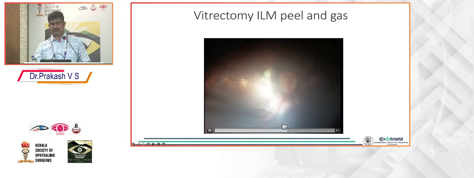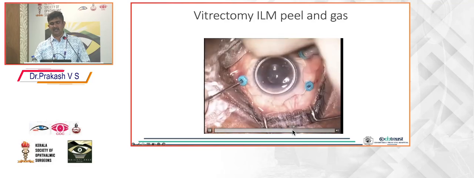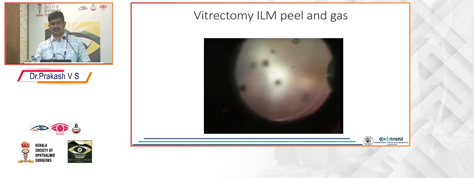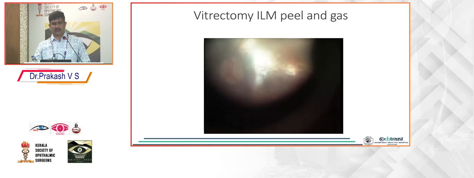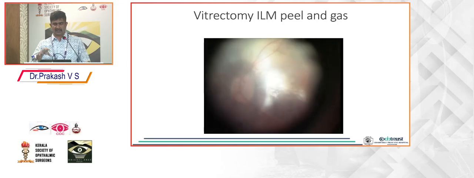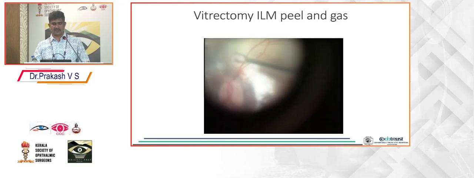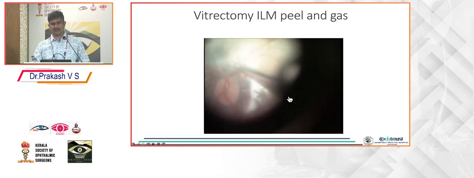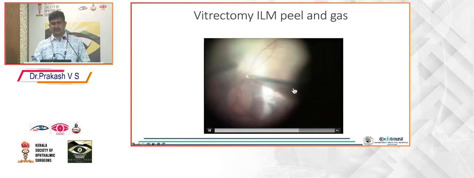And again, here the problem is that many times you cannot reach the posterior pole, especially once you do a fluid air exchange; it's very difficult. So here, instead of the BIOM, you can use a contact lens. The contact lens will avoid the touching of the instrument with the BIOM, which is above the eye. Since the contact lens is very close to the eye, you will still have working space for your long instruments. So the main thing is to remove all the traction.